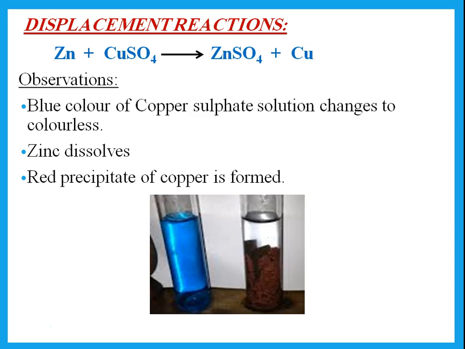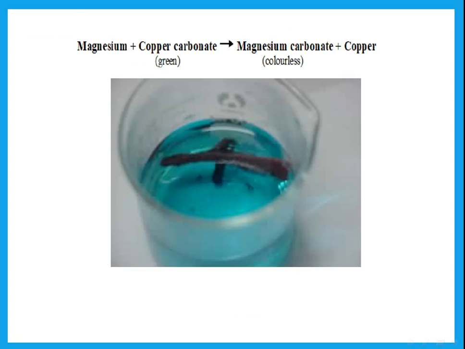Can you see that? So these are the observations when you put zinc in copper sulfate. Now, another example of displacement reaction would be magnesium plus copper carbonate. Magnesium is more reactive than copper, so it will displace it from its salt.